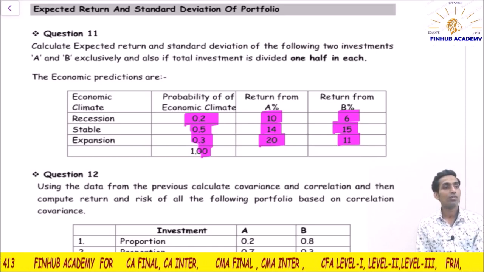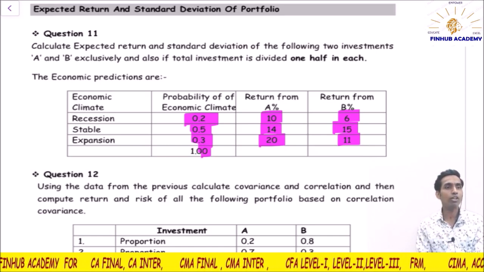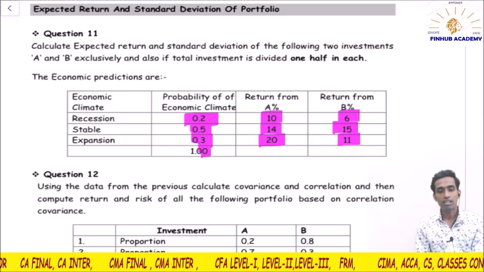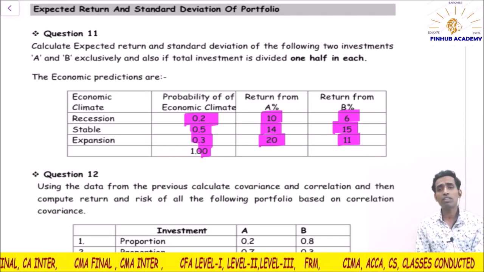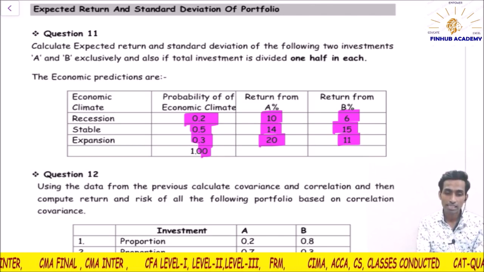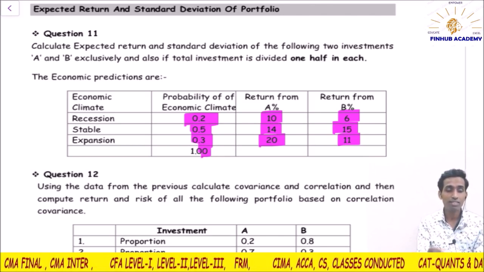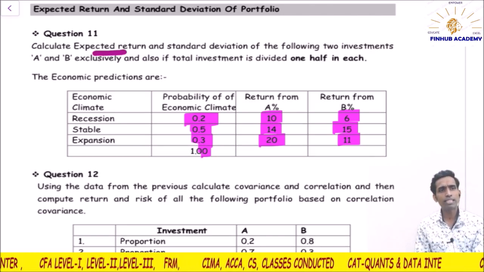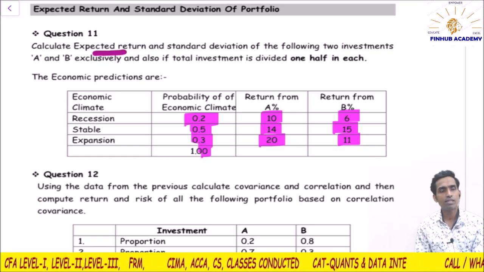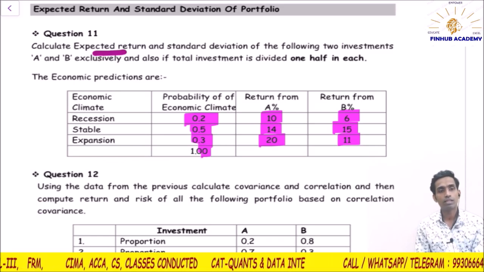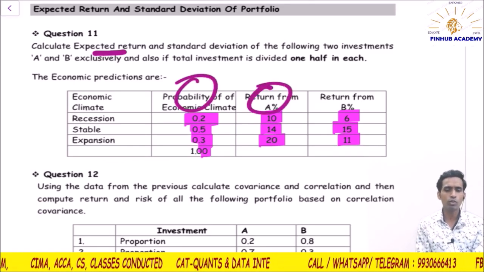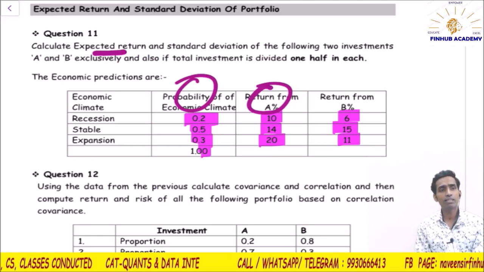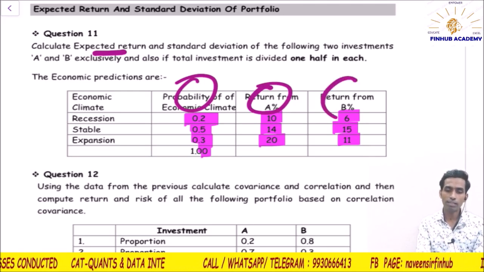So probability of economic conditions is given, return on A is given, and return on B is given. They are saying calculate the expected return. Now let's see whether we are able to do the question. Can you calculate expected return of A? Return of A multiplied by probability and the total. Can you calculate expected return of B? Return of B into probability and total.